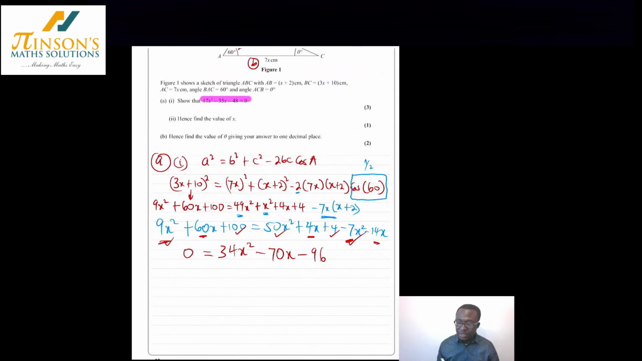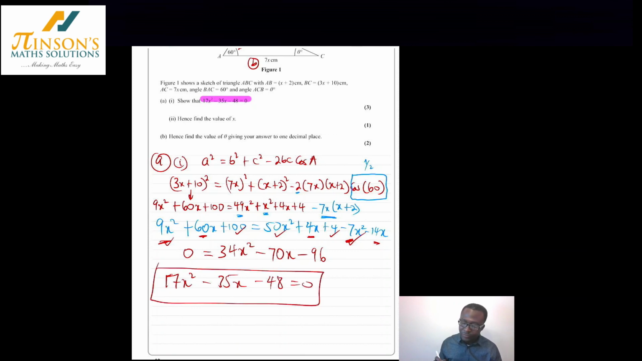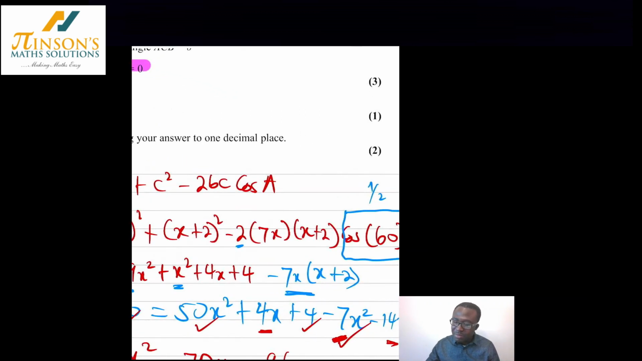All we need to do is divide through by 2. If we divide every part by 2, we'll end up with our 17x squared minus 35x minus 48 equals 0. And this is what they want us to have. So they will be looking for you getting that part. All right, and that is A(i). The second part of this A is worth 1 mark.